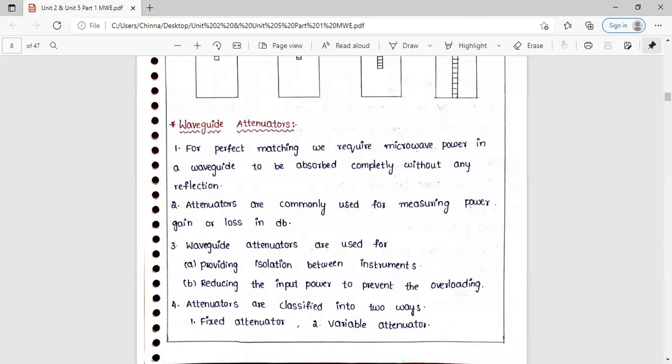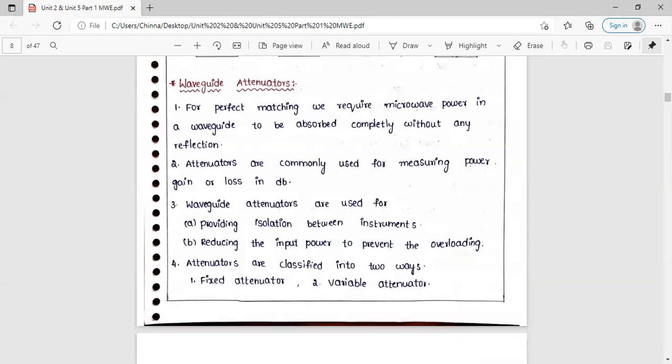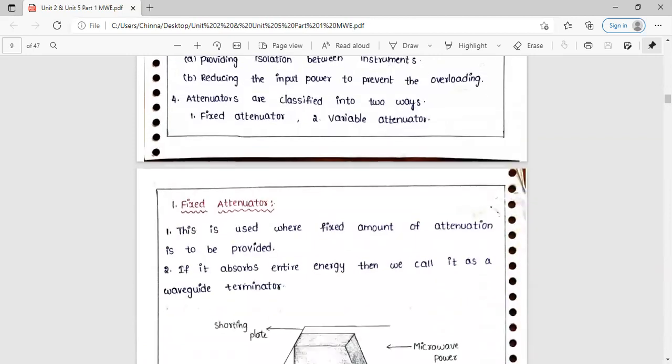The basic function is to measure the power across the waveguide, how much power or how much loss in power, and that is measured in dB. Coming to the fixed attenuator, as the name says, a fixed amount of attenuation takes place. It is used where a fixed amount of attenuation is required. Here, if you want to transmit only 10 dB, a 10 dB fixed attenuator will be used.